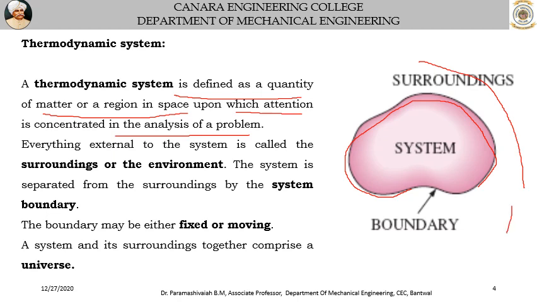And this system and the surrounding are separated by a boundary. This is the boundary that separates the system from the surrounding. The boundary may be either fixed or moving. So in some cases the boundary is fixed, or in some cases the boundary may be moving also. So what is that moving boundary? What is fixed boundary? Those things we will study in detail in the coming slides. So a system and its surroundings together comprise a universe. Okay.